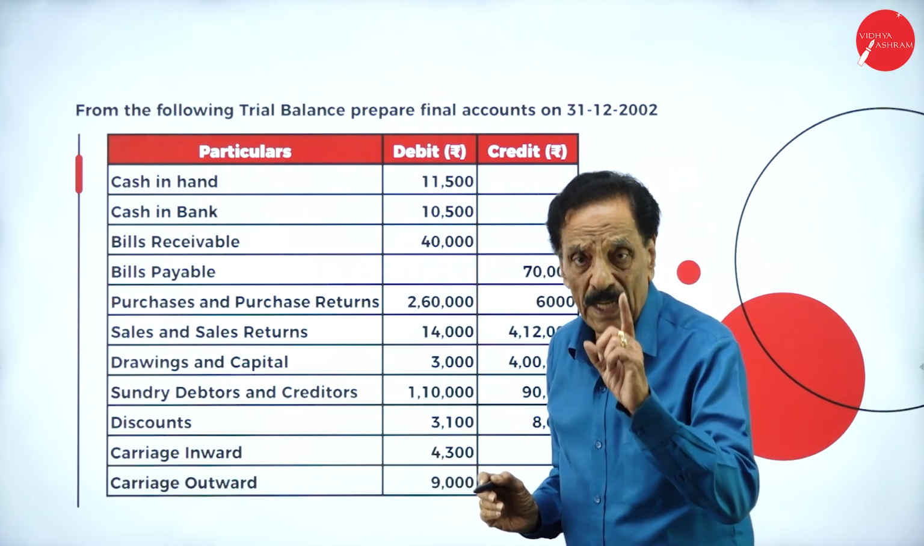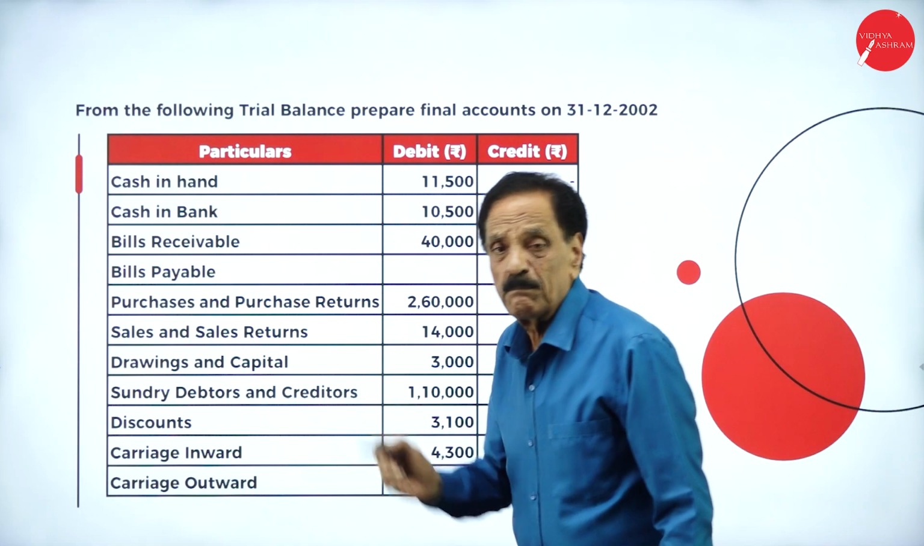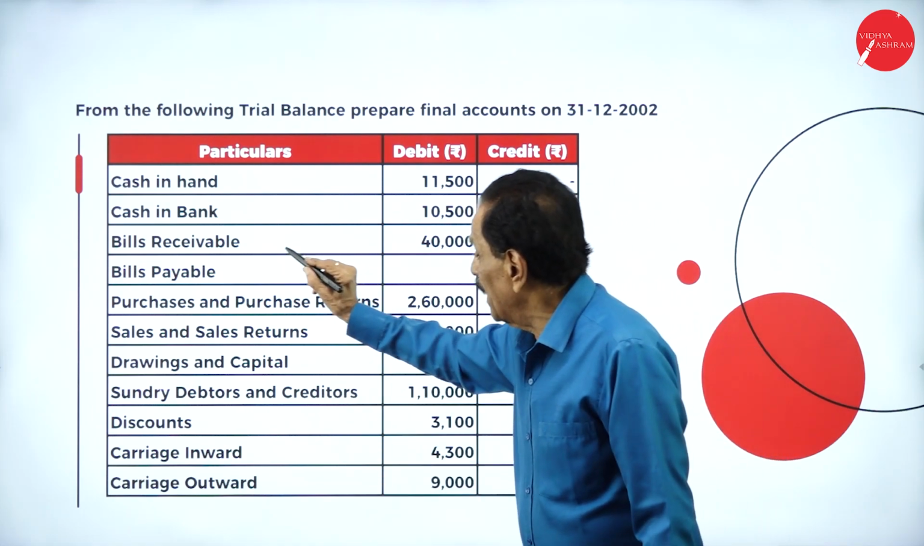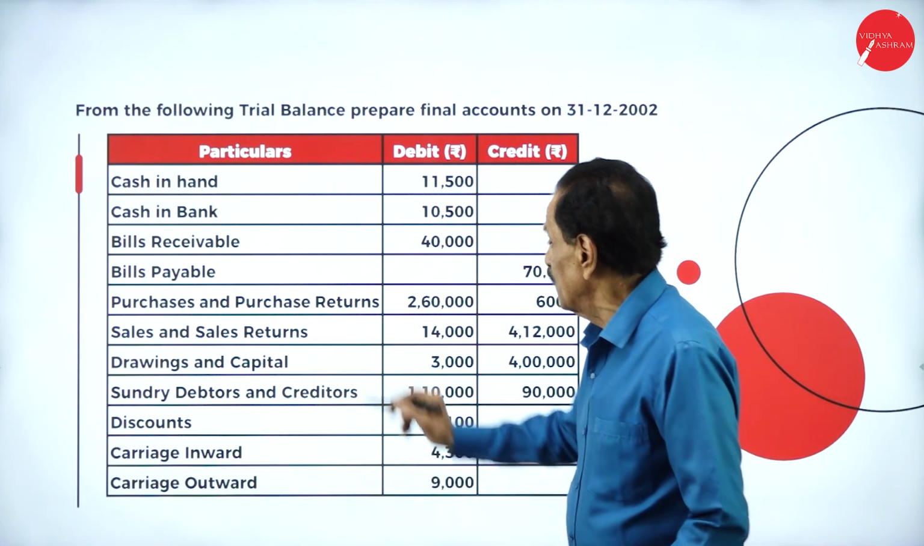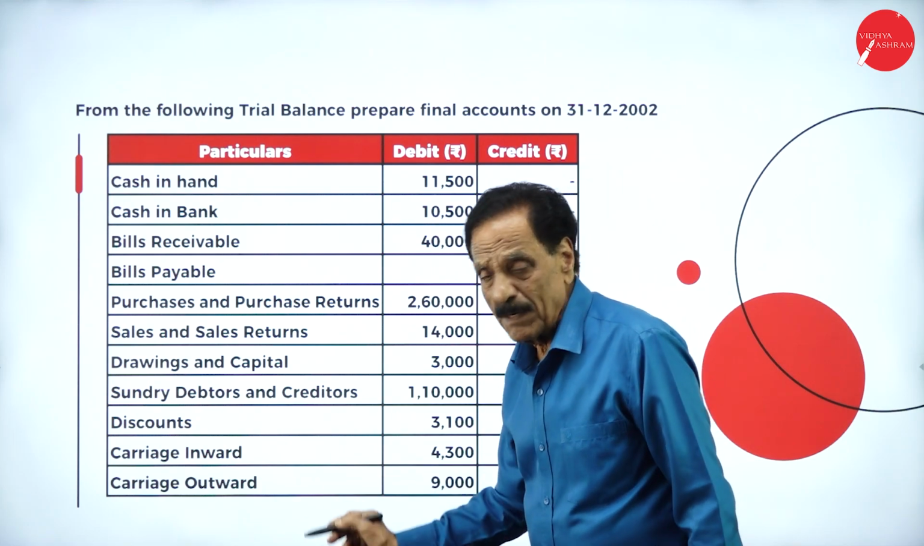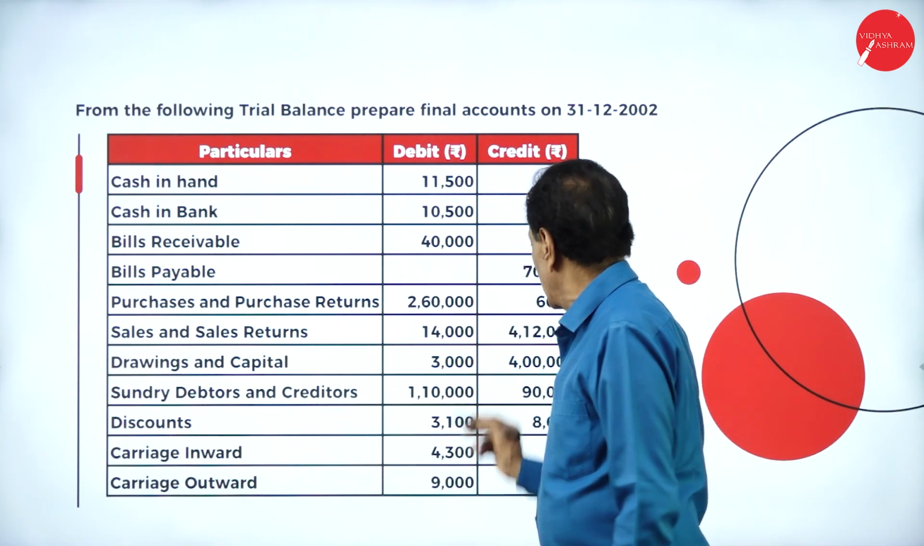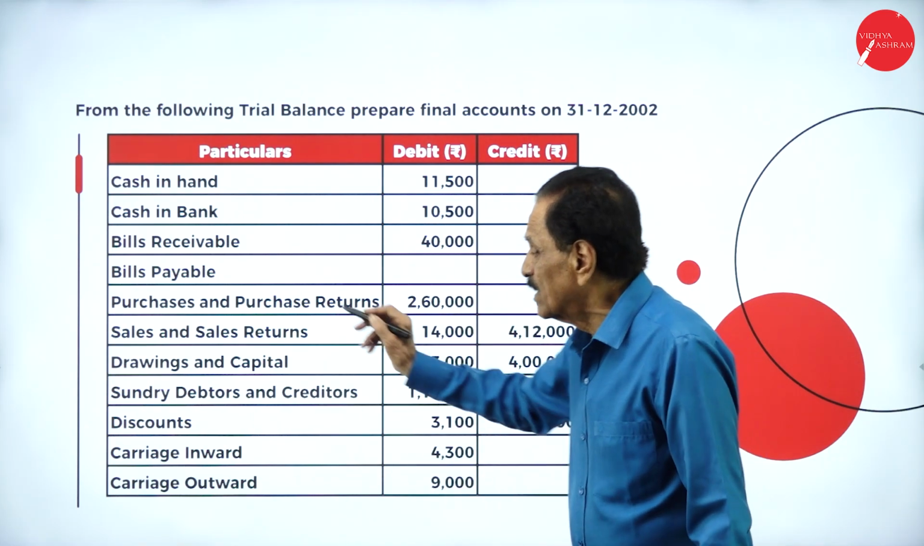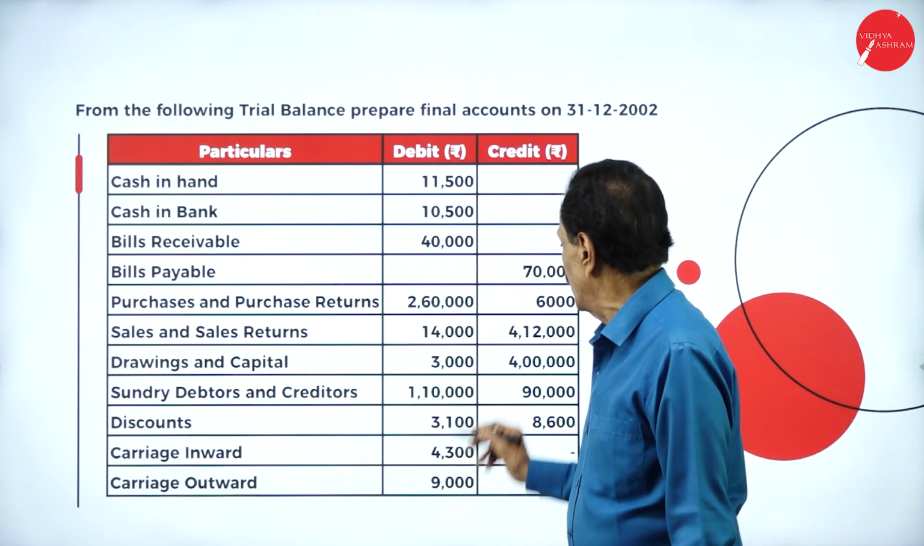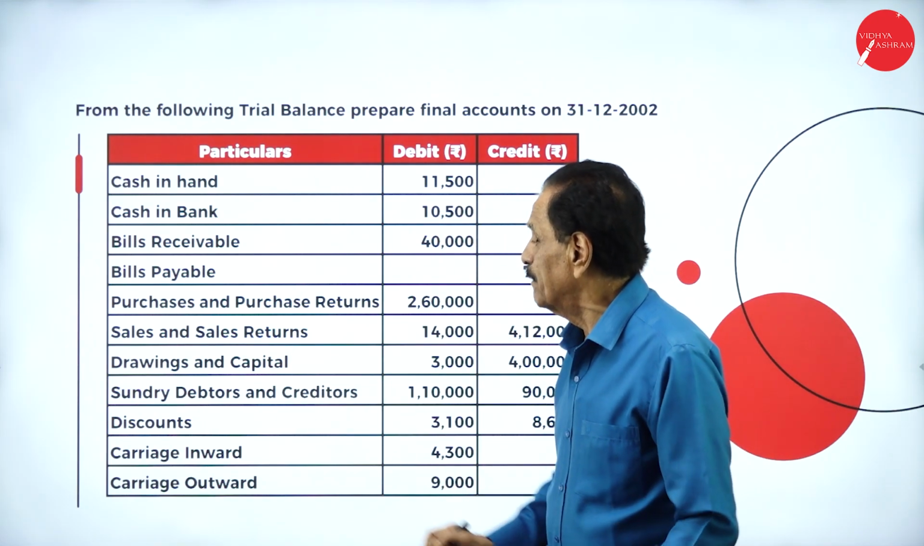Cash in hand is an asset. Cash at bank is an asset. Bills receivable is an asset. Bills payable is a liability. Purchases will come in the trading account. Returns should be deducted. Sales will also come in the trading account. Sales return should be deducted.